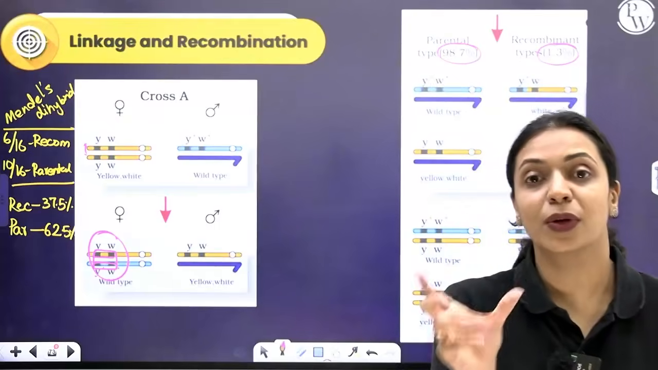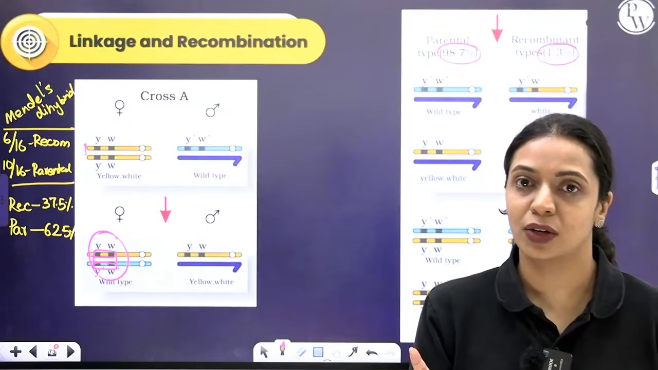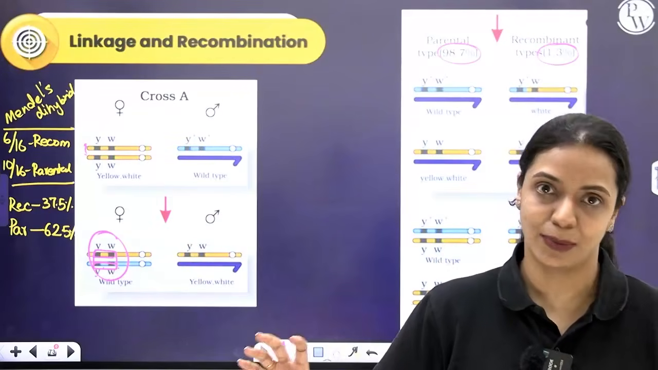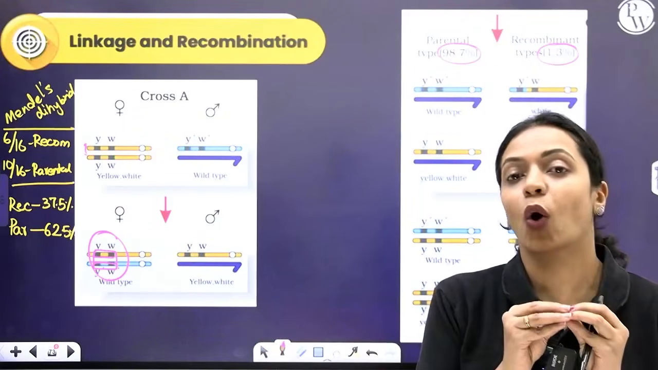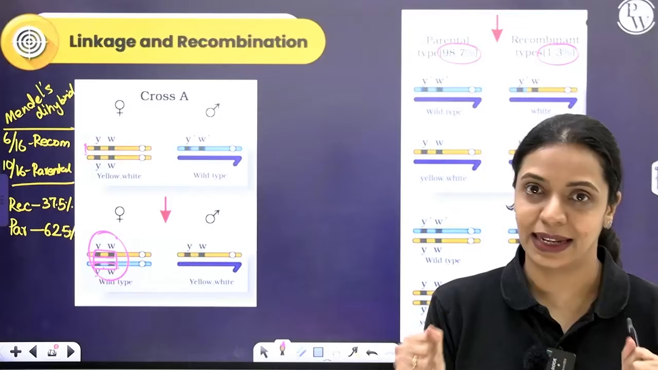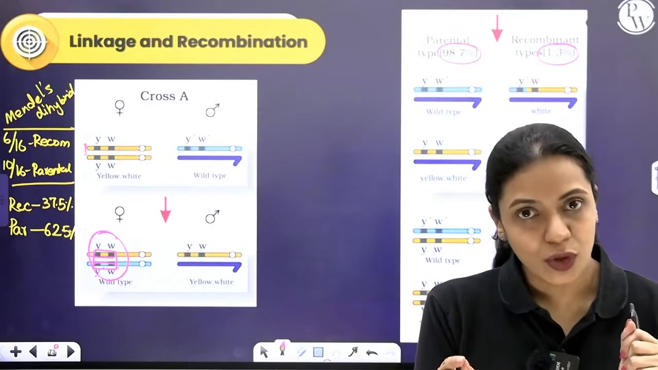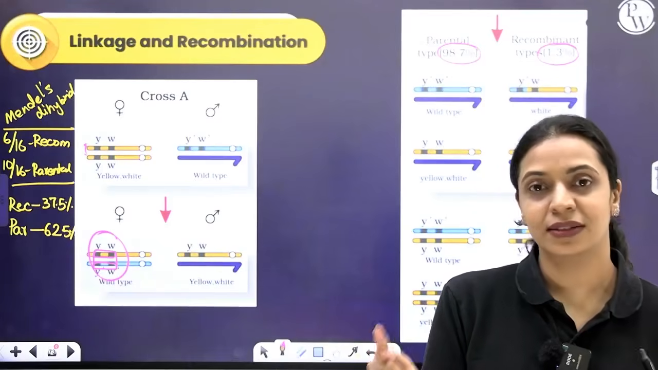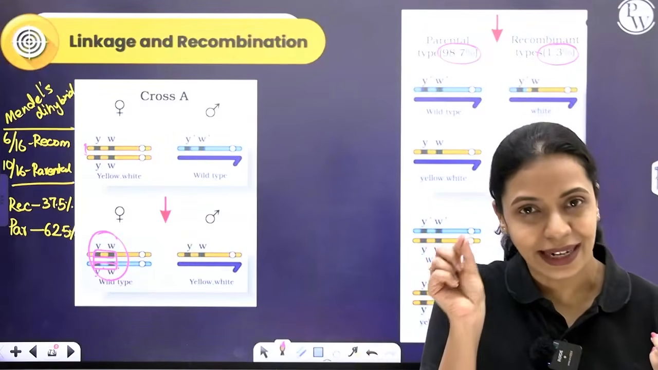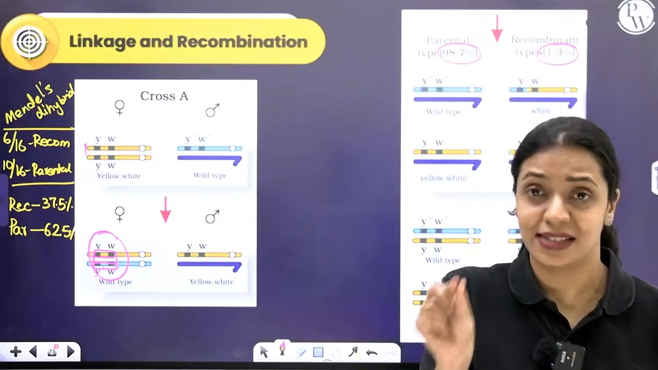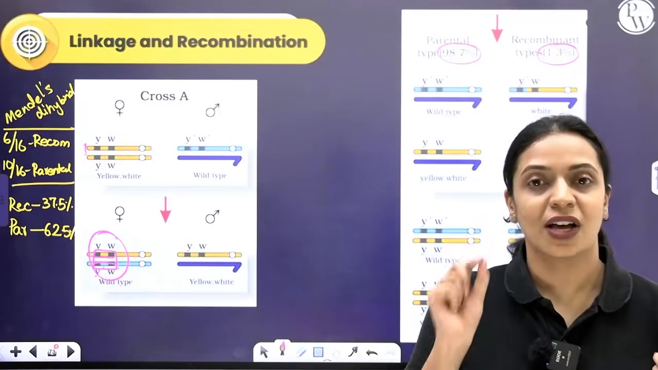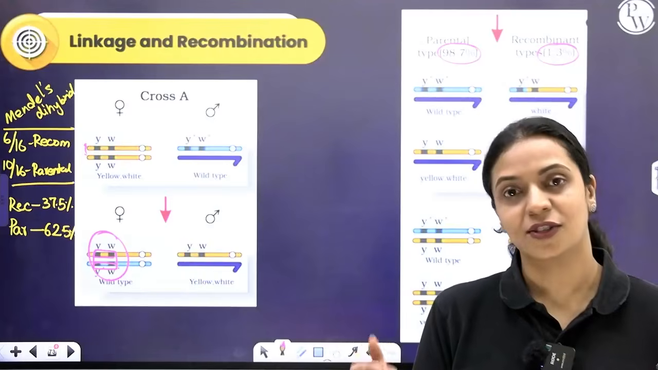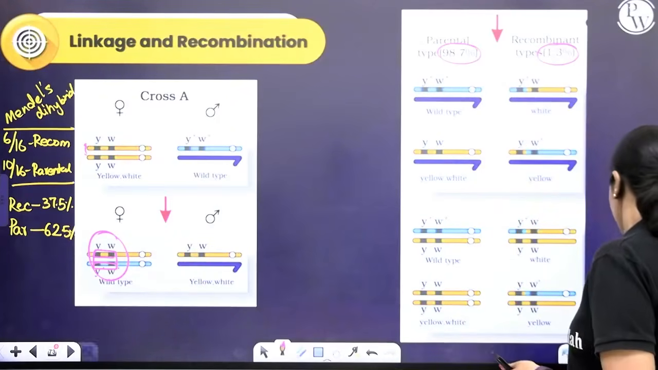So the distance between the two genes we are considering plays an important role when we are performing a dihybrid cross, considering genes present on the same chromosome. We say that all the genes present on a chromosome are linked. If they are present close to each other, they are tightly linked. If they are present a little far away from each other, then they are loosely linked. The more tightly the genes are linked, the lesser the distance between the two, the chances of getting recombinants is also less. If the distance between them is high, then the chances of getting recombinants is also high.